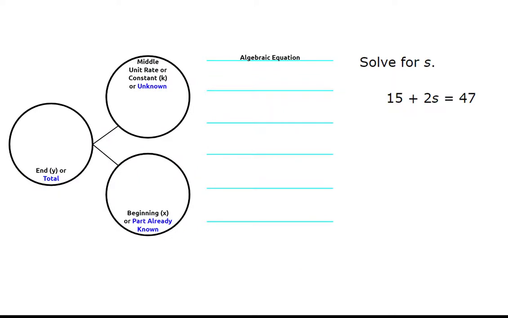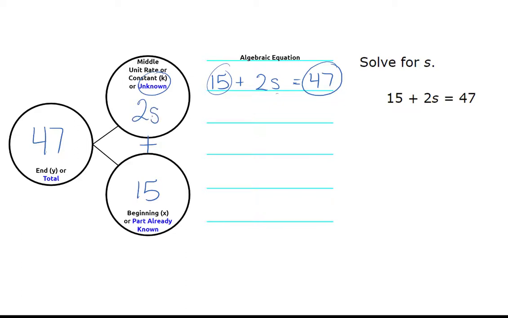Here's one more for you. Let me set it up. 15 plus 2s, this is another good different look, equals 47. Whatever it equals, that's our total. 47. What do I already know? I already know 15, so that's going to go here. And I know my unknowns are 2 of the letter s's. What do I do first?